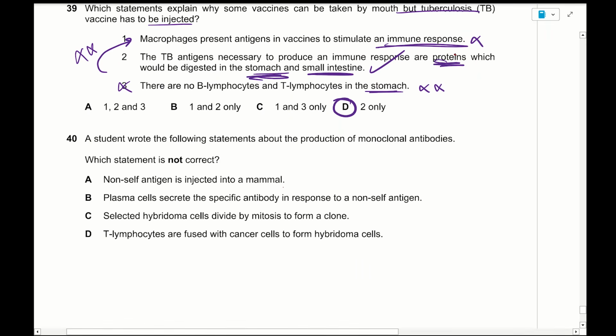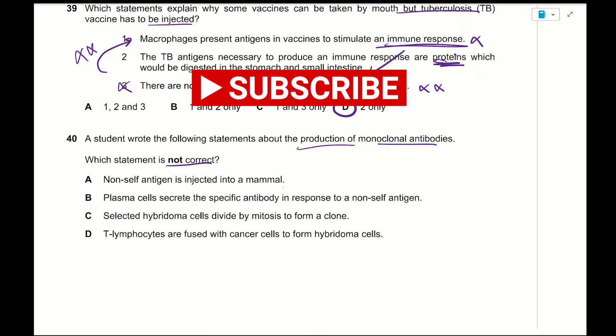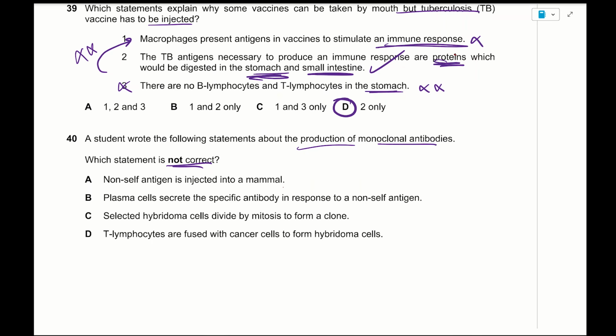Question number 40. A student wrote the following statements about the production of monoclonal antibodies. Which statement is not correct? Now, the process of monoclonal antibodies is that non-self antigen is injected into a mammal. This is correct. For example, a rabbit. And then what happens is that the rabbit generates a primary immune response, and plasma cells form antibodies.